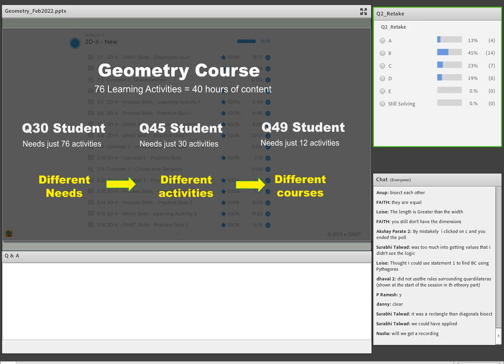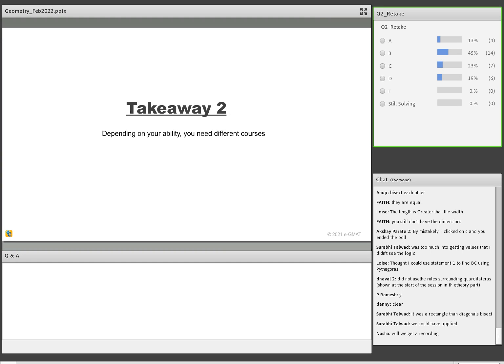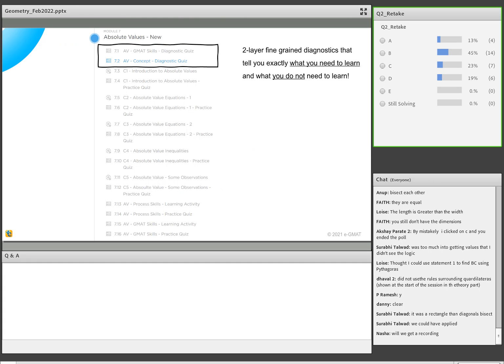So there is a difference in the time investment based on the student, and the program is systematically designed to give you that relevant feedback. If you belong here, the system will tell you, hey, you need to do only this. If you belong here, the system will tell you, okay, you need to focus on these activities. That's the level of personalization that we have built in, right?